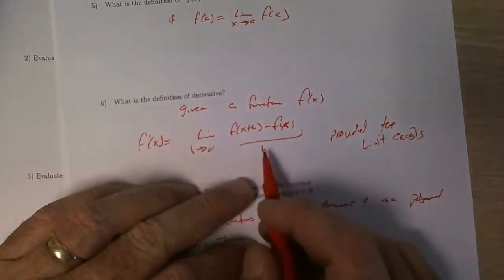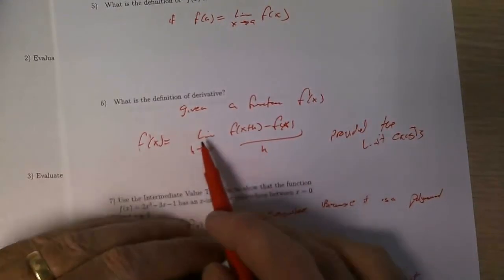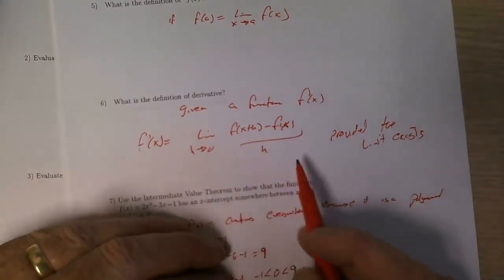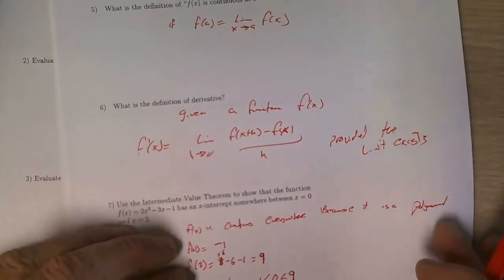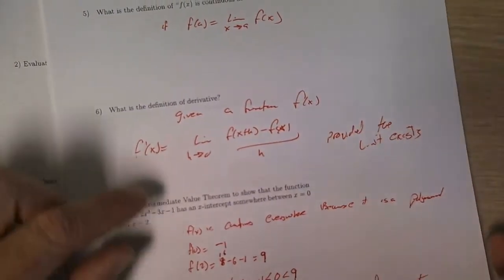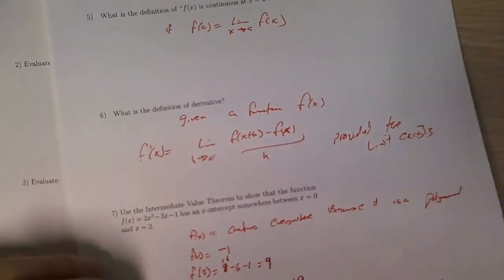I also accepted the other definition, the limit as x goes to a of f of x minus f of a over x minus a. That was the derivative at a point. This is the derivative of the function. I accepted either one.